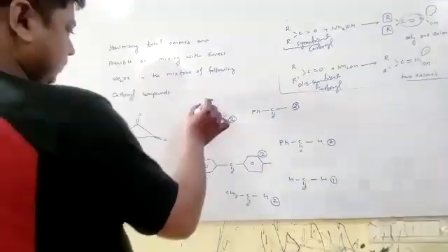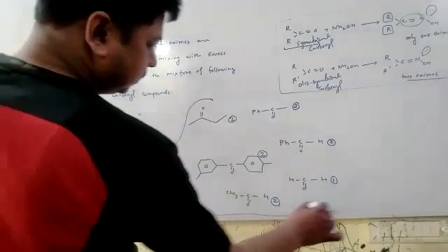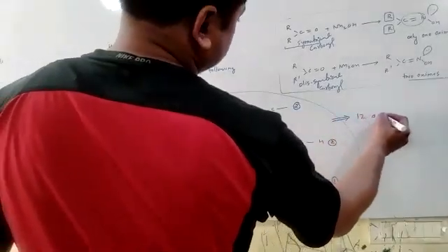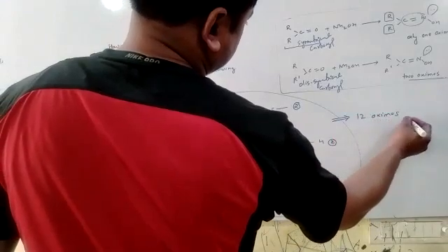So in these 7 molecules, we will get 12 oxime, correct? Is this okay?